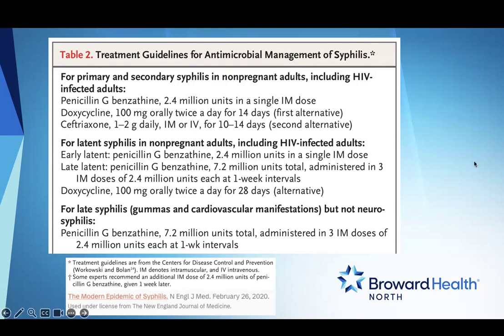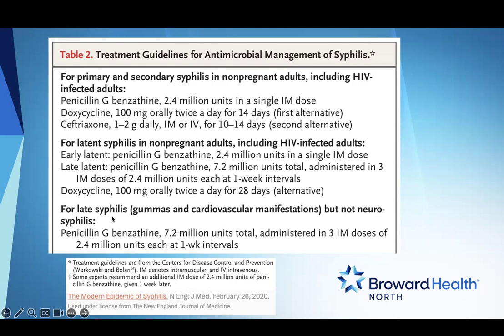Yes, late latent, and especially with HIV patients, we definitely have to always stage the syphilis. So late latent is the one where we do 2.4 times 3 doses. Okay, perfect, because you don't know how many years they've had it. And here they mention again the alternative of doxy, which we don't use much, but it was interesting for me to find it.